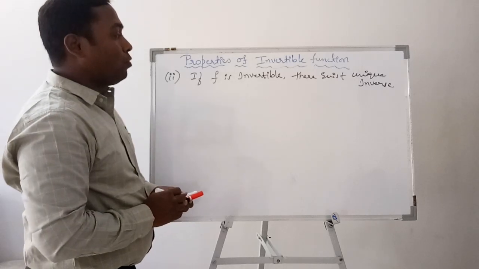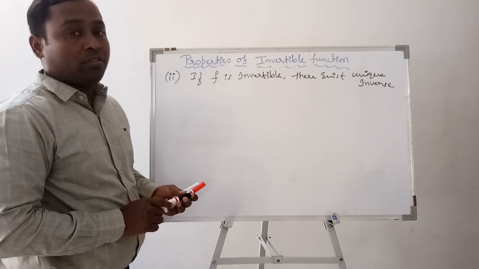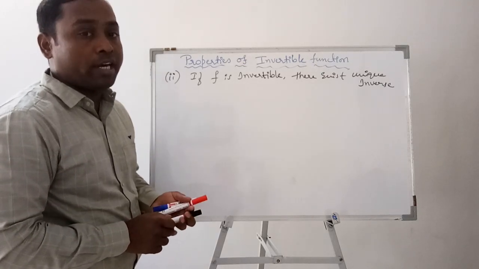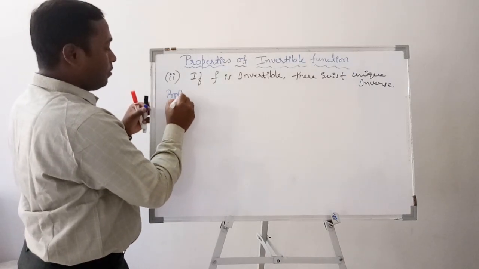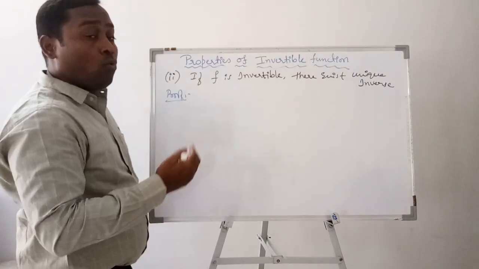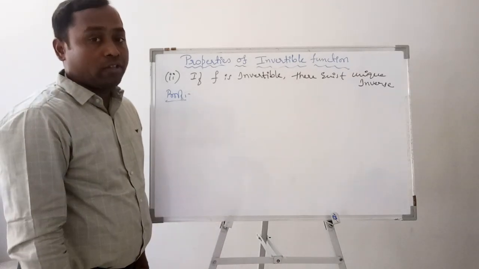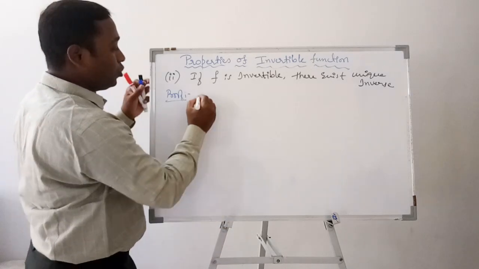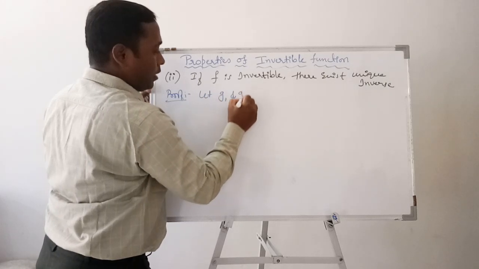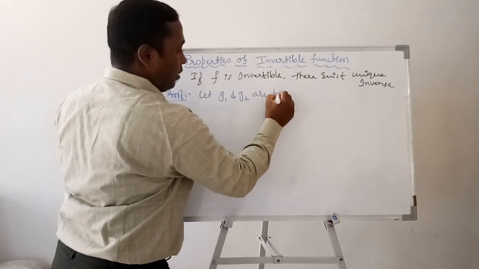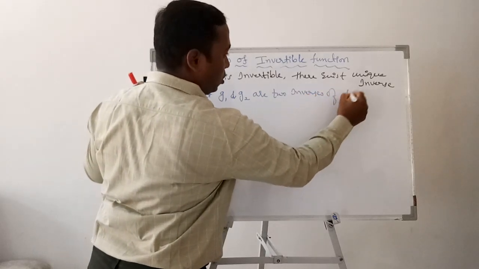Now we are going to prove this statement theoretically by using the contradiction method. For that, I am assuming that there are two different inverses possible for the given invertible function f. So let g1 and g2 be the two inverses of the function f.